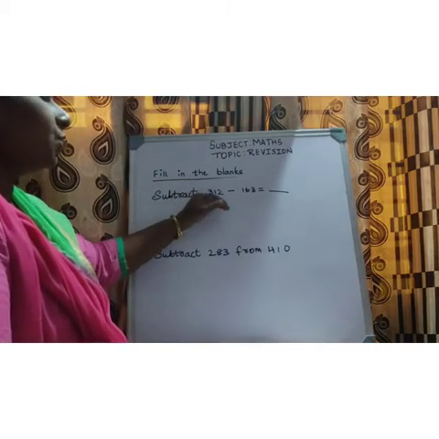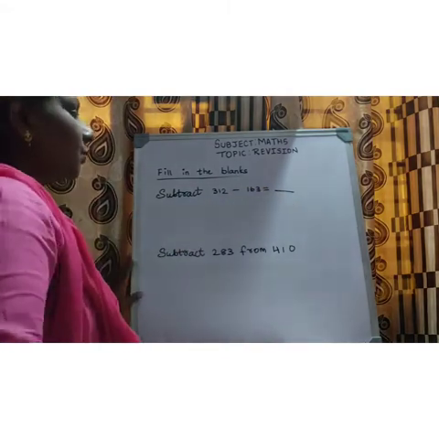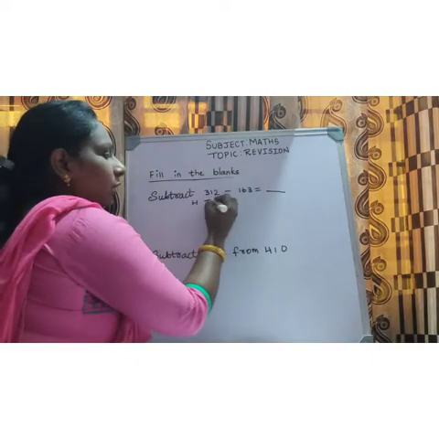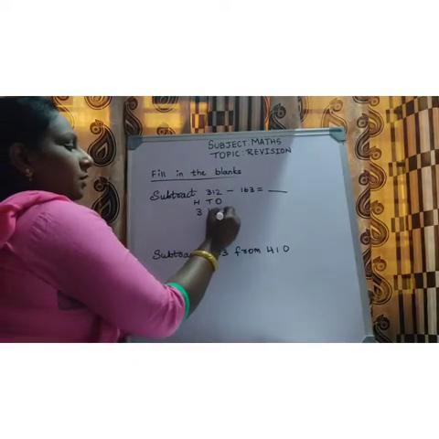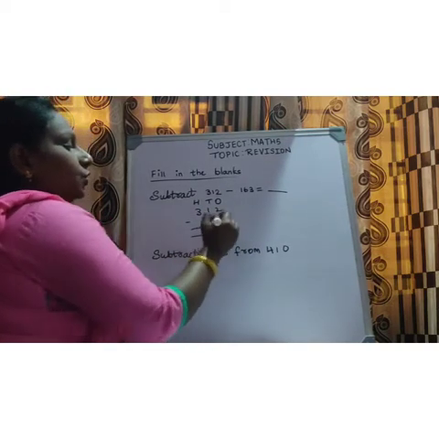Subtract 312 minus 163 is equal to dash. What is the first step? First you have to arrange the numbers. Write the place value. Okay. So the first number is 312 minus 163.